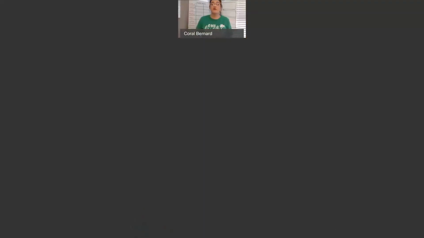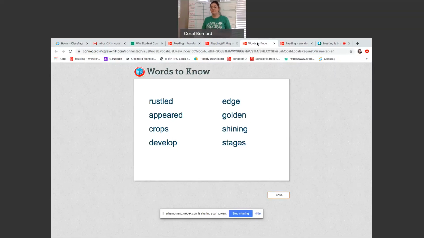Here are your vocabulary words if you want to write those down in your chart. Our first word is rustled. Our next word, appeared. Crops, develop, edge, golden, shining, and stages. So those are our 8 vocabulary words for the week.